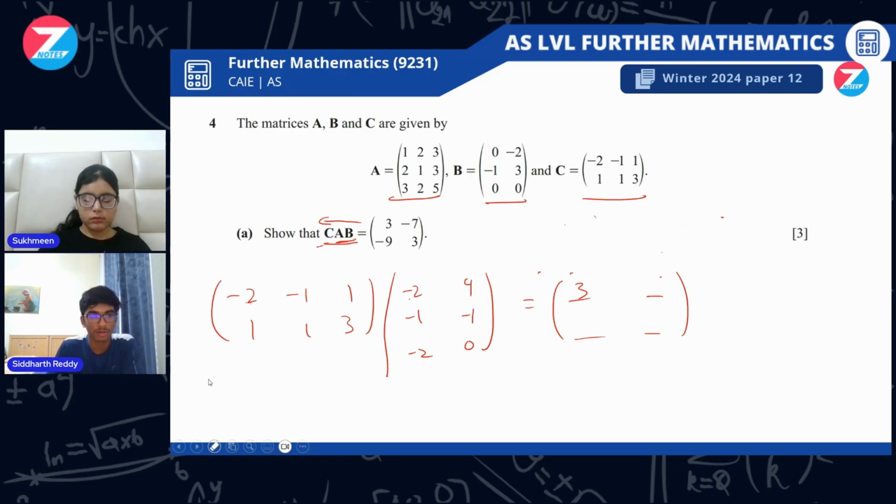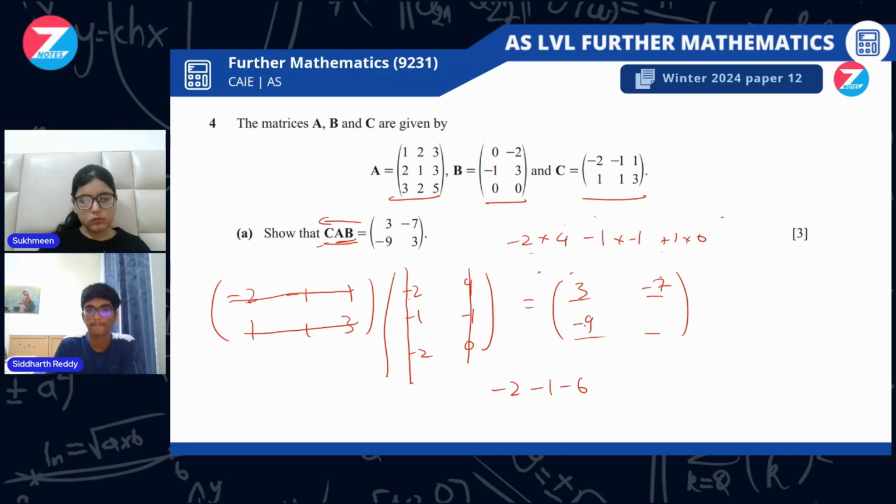The top right entry, same thing, like this. So you have minus 2 times 4, minus 1 times minus 1, plus 1 times 0. So that's minus 8 plus 1, so that's minus 7. And now 1, 1, 3, and minus 2, minus 1, minus 2. That's 1 times minus 2, which is minus 2, minus 1, minus 6, which is minus 9.